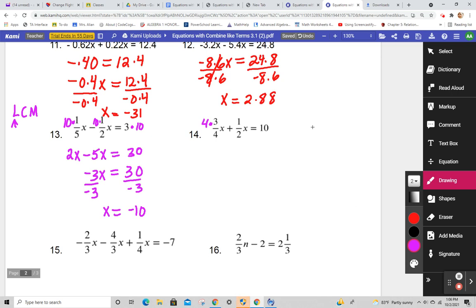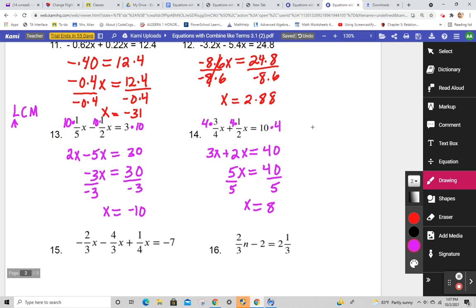So I'll multiply this term by 4, I'll multiply this term by 4, and I'll multiply this term by 4, every single term in the equation. Now 4 times 3 in the numerator will give me 12. 12 divided by 4 is 3, so now I have 3x instead. 4 times 1 is 4, divided by 2 is 2x. And 10 times 4 is 40, and now this is so much easier to solve. 3x plus 2x is 5x, equals 40. Divide both sides by 5, and x equals 8.